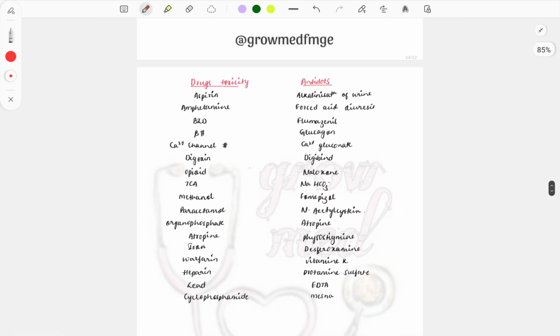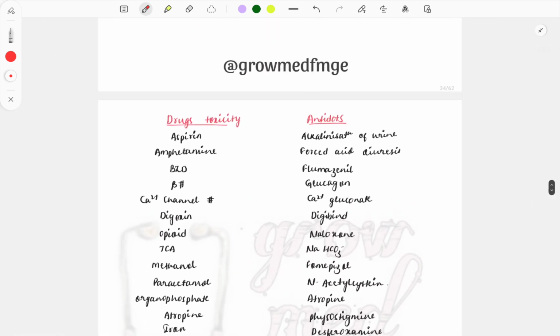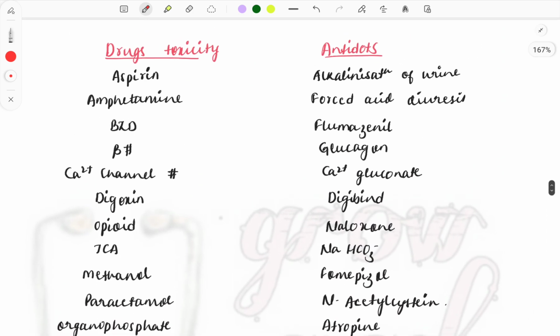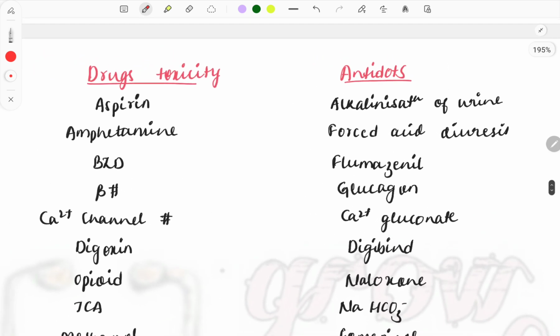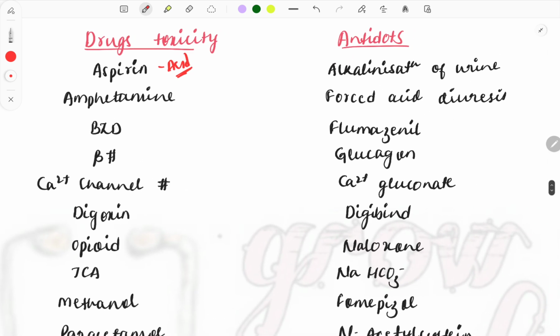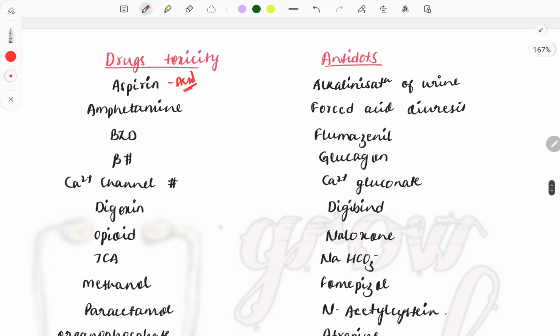Then moving on to the antidotes and drug toxicity, and this is also an important topic. तो it comes in integration with a lot of subjects like pharma हो गया, फिर उसके बाद में forensic medicine में पूछ सकते हैं, कभी कभी medicine में भी पूछ सकते हैं. Okay, so the antidote for aspirin is alkalinization of the urine, as this is an acidic drug. तो alkalinization करने के बाद में it will go out. Then amphetamine, forced acid diuresis है.